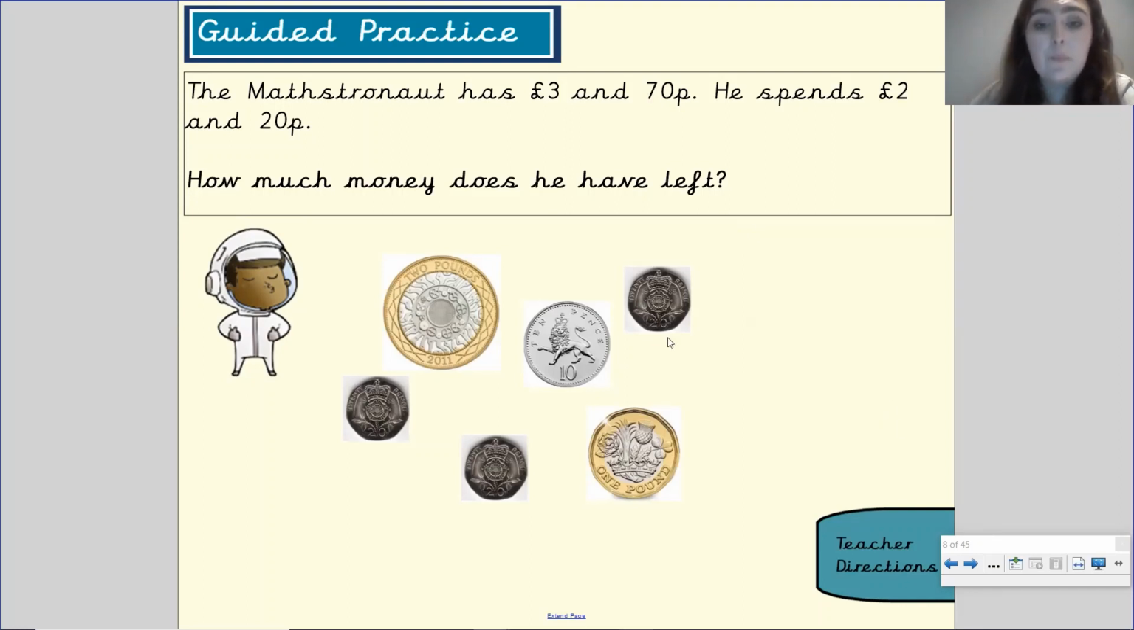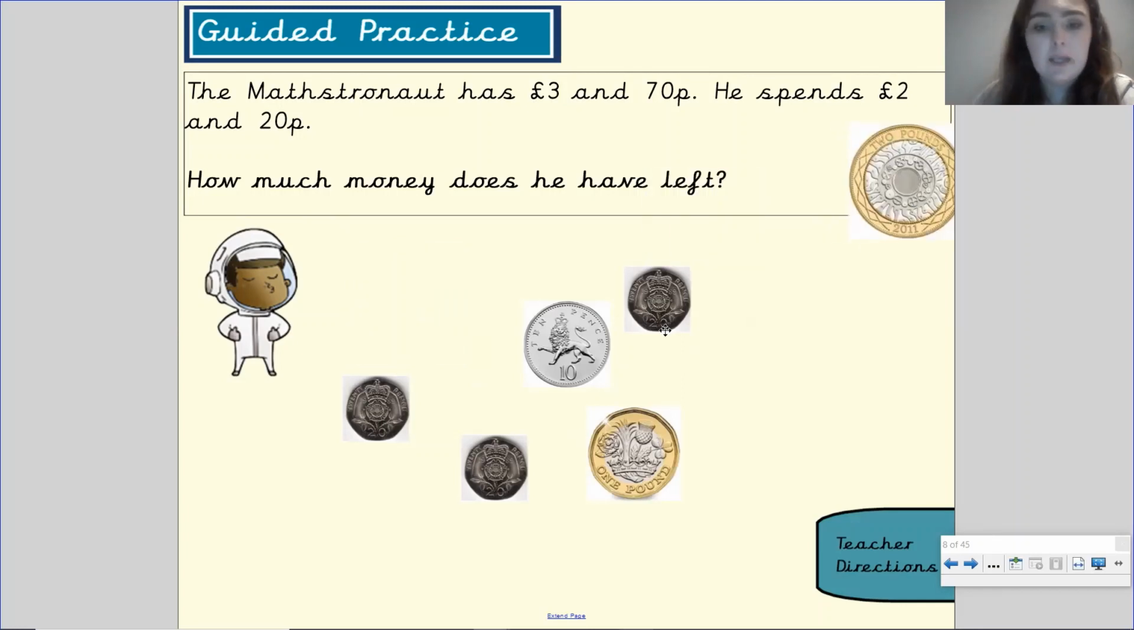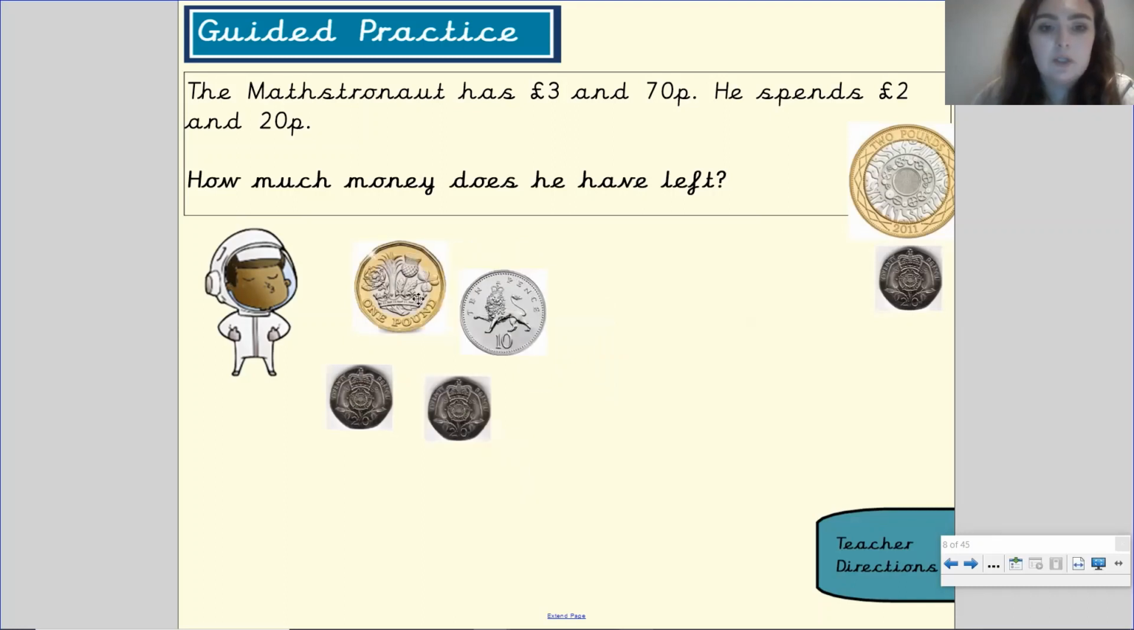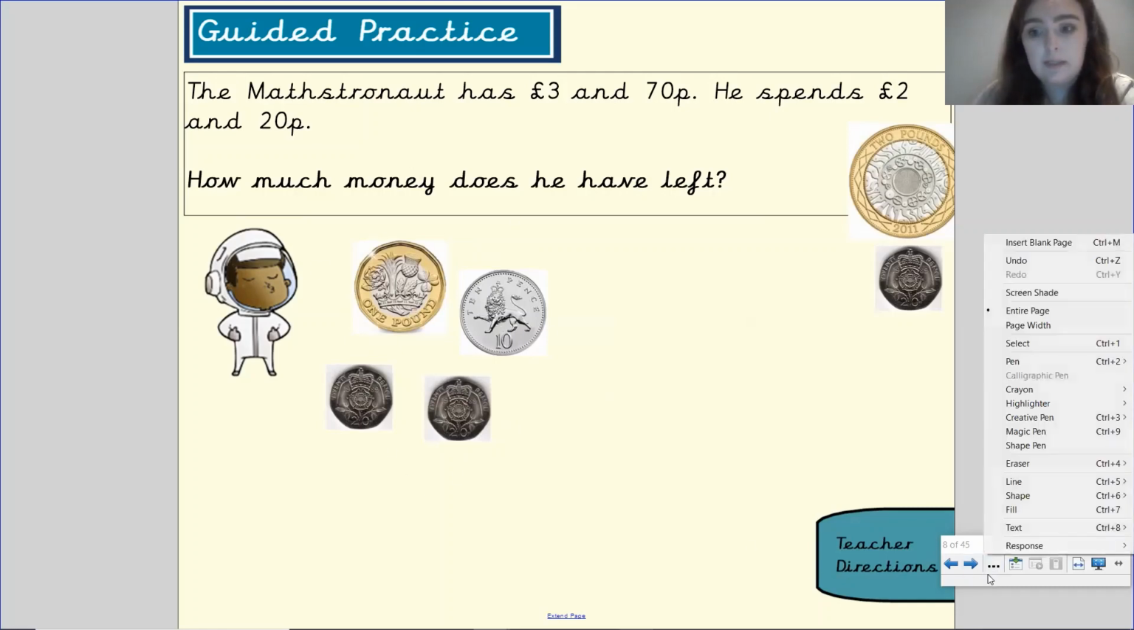Okay, so one way that we could have used to work it out, because we've got the different coins here, we could just take away £2 and 20 pence. So here's our £2 coin, take that away, and then here's a 20 pence, take that one away. And then we can see what we have been left with, which is £1, 20 pence, 20 pence, and 10 pence, which is £1 and 50 pence. So that was one way we could have worked it out.